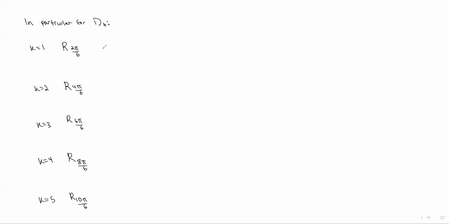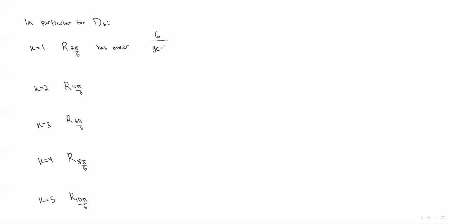So in particular for D6, the rotations are R of 2 pi over 6, which is when k equals 1, R of 4 pi over 6, which is when k equals 2, R of 6 pi over 6, and I'm not simplifying the fractions because it doesn't matter, R of 8 pi over 6, which is k equals 4, and R of 10 pi over 6, which is k equals 5.